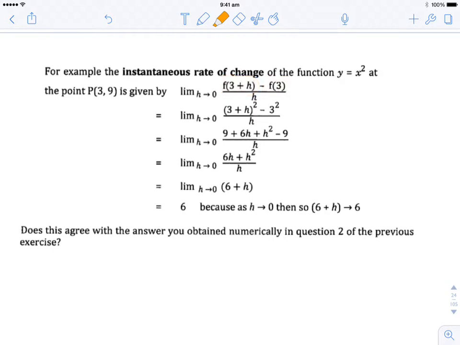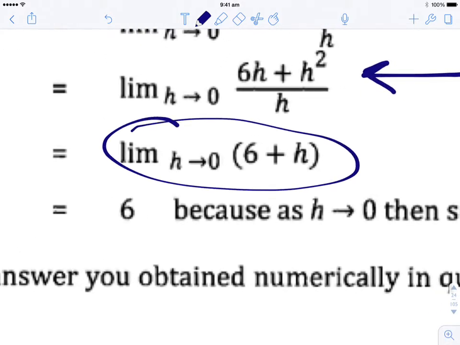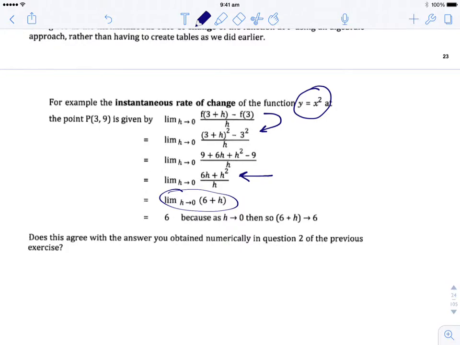So we can now substitute into this formula 3 plus h. Remember, the function here is y equals x squared. So 3 plus h squared minus 3 squared, divided by h. With some squaring and expanding, we get down to here. Divide everything by h, and we end up with 6 plus h. Now we can see that as h tends to 0, this thing here tends towards 6. So the slope of the curve at the point x equals 3 is exactly 6.